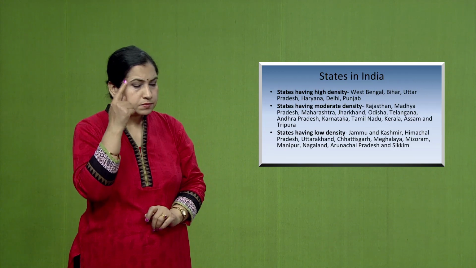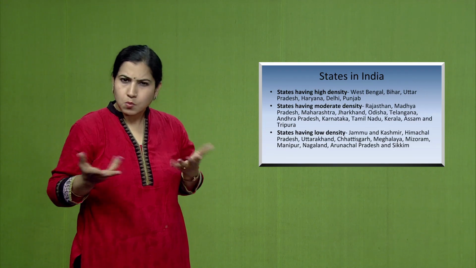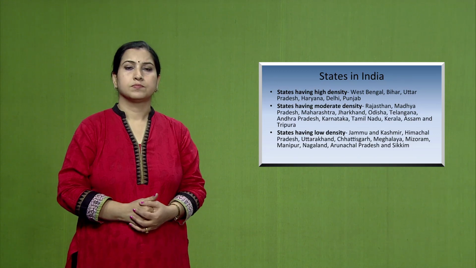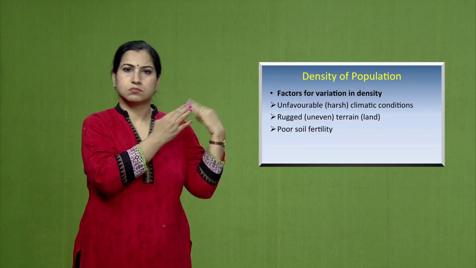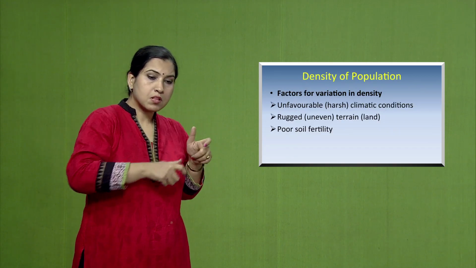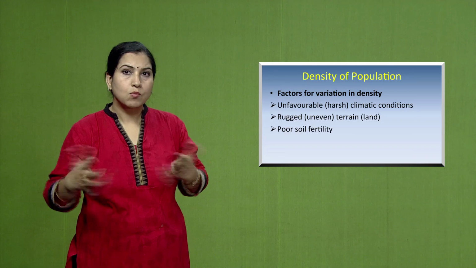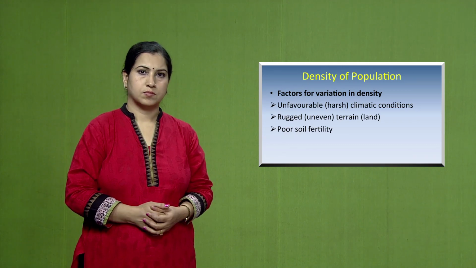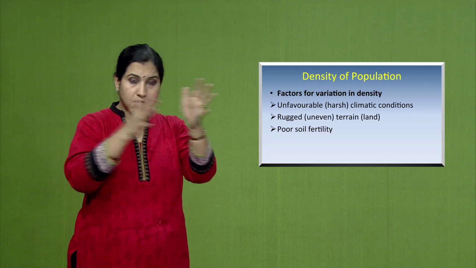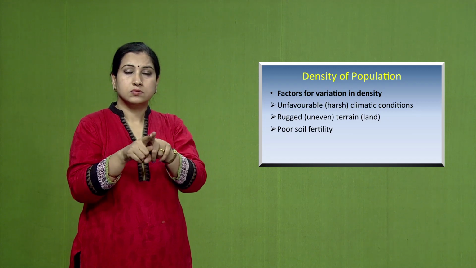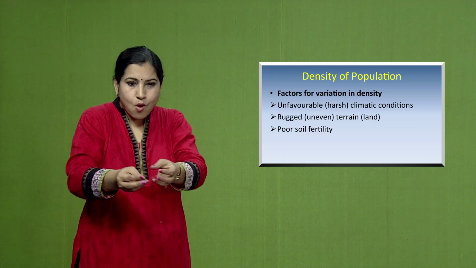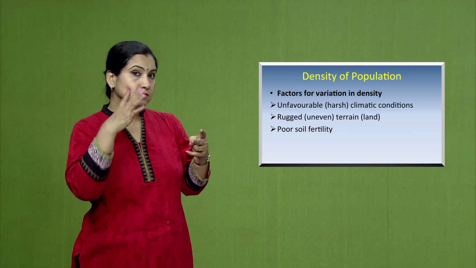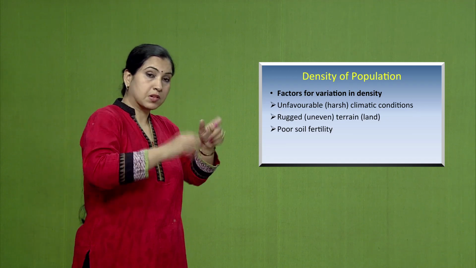Can you state the reason for such a variation in density among states? Factors responsible for variation in density of population. They are unfavorable climatic conditions, rugged terrain, and poor soil fertility. These factors are mainly responsible for the low density.